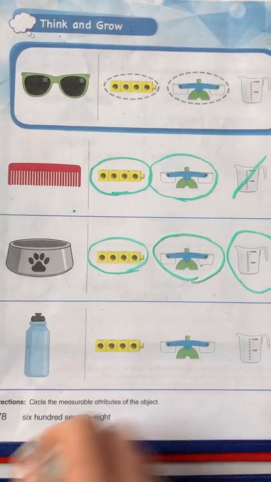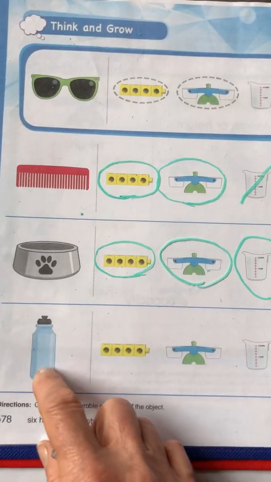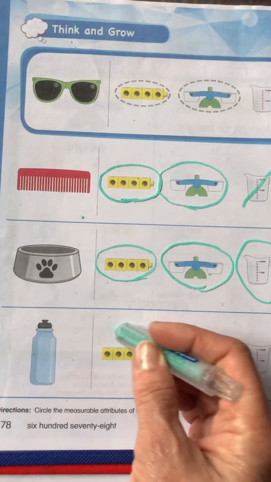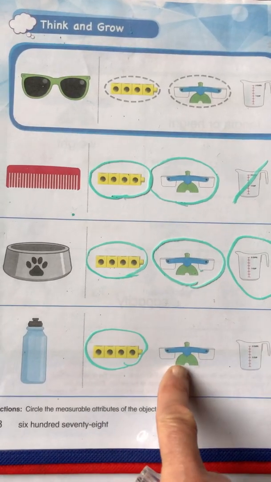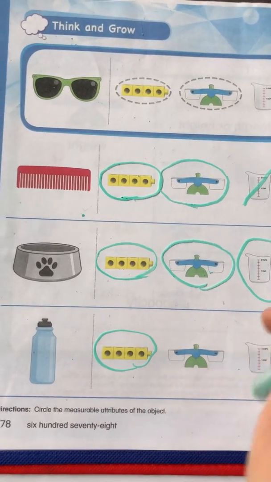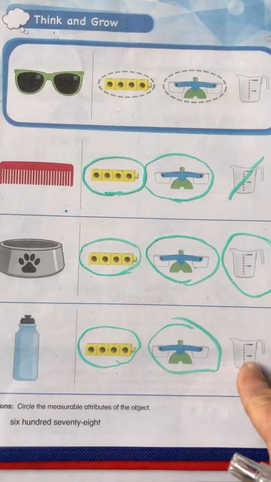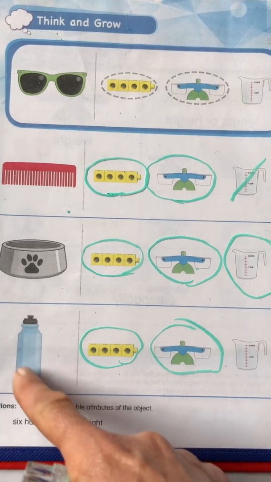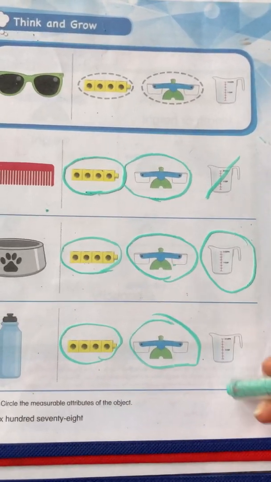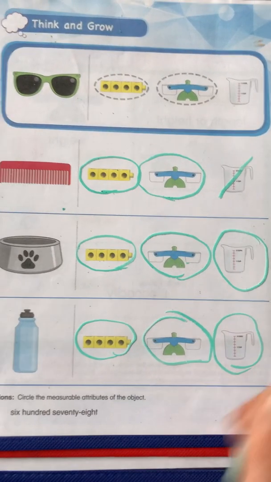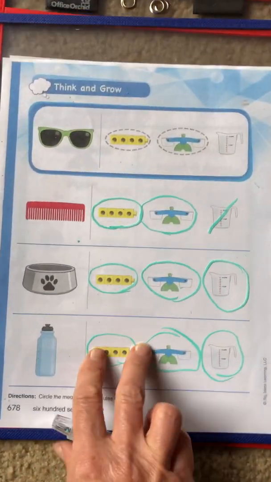Okay, look at the water bottle here. Can we measure how tall it is? Yes. Can we measure how much it might weigh? Yes. Can we measure how much liquid, how much water it would hold? Yes. All right. Does your paper look like mine?